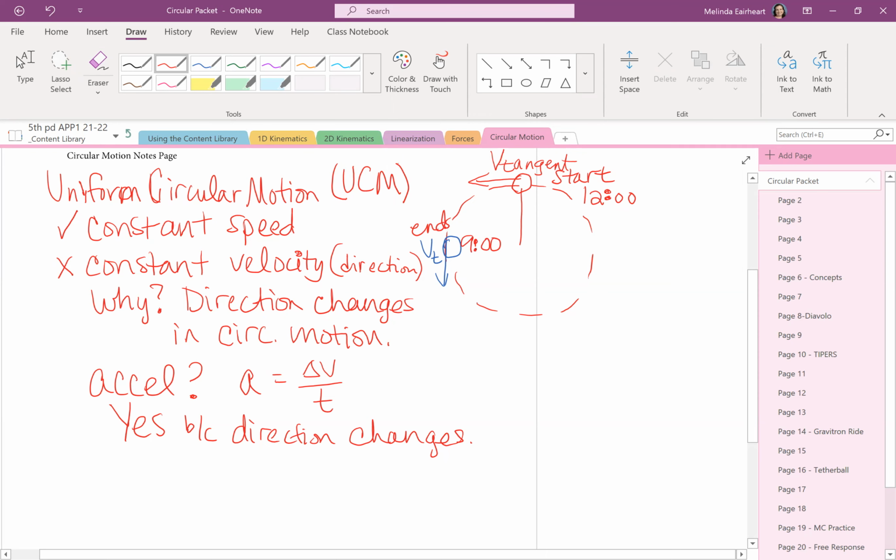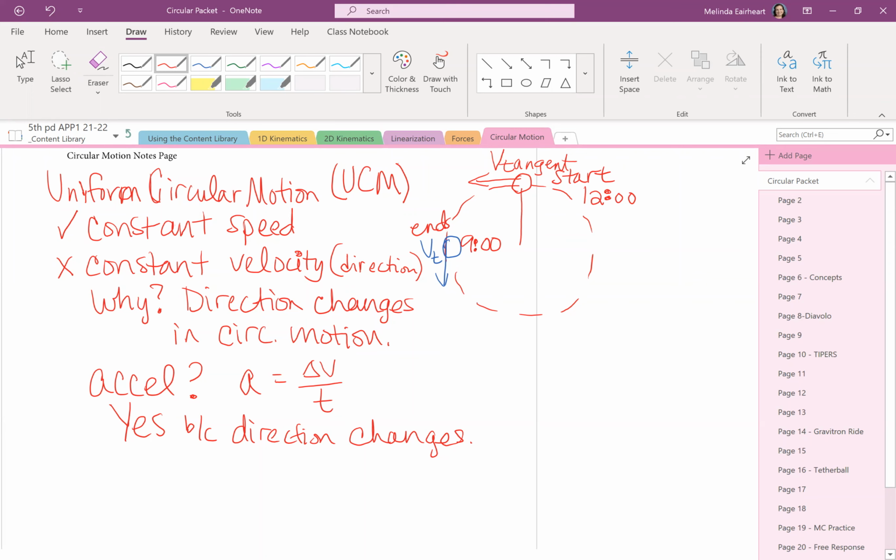These are positions. We're not really using this for time, so don't start thinking I'm going to put in 3 hours here, okay? It goes from 12 o'clock to 9 o'clock. We're going to take these two vectors and do vector addition. And so keep that going.